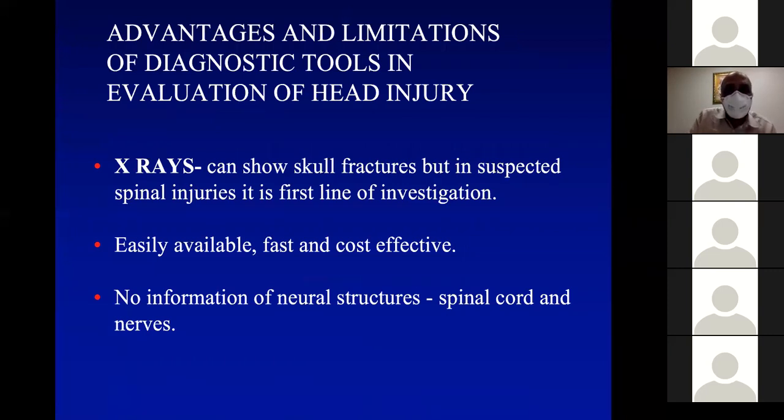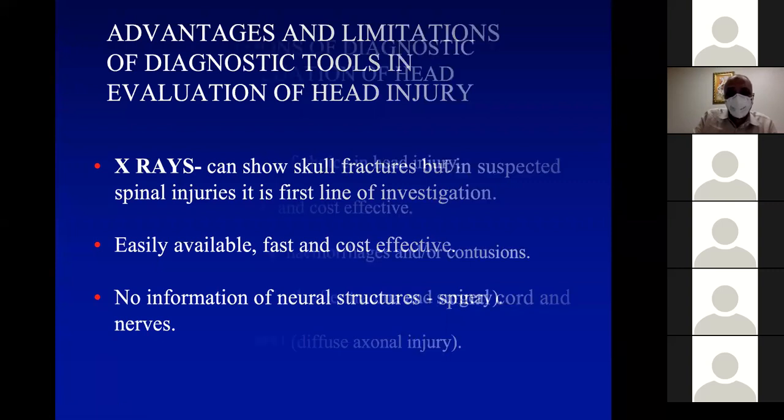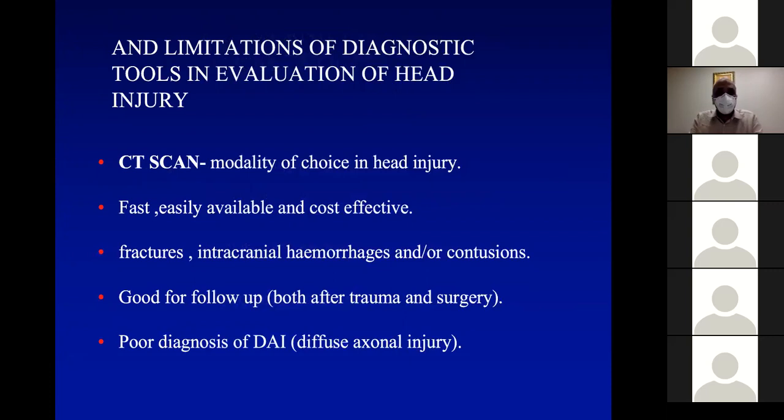Right, X-rays can show skull fractures. Coming to the advantages of X-rays, it can show skull fractures, but in suspected spinal injury, it is the first line of investigation. Why? Because again, you can easily identify if there is any vertebral body which is shifted, which is displaced. You can see that there is malalignment. X-rays are easily available, they are fast and cost effective, but it will not provide any information of spinal cord and the cranial nerve. CT scan modality is a modality of choice in head injury.